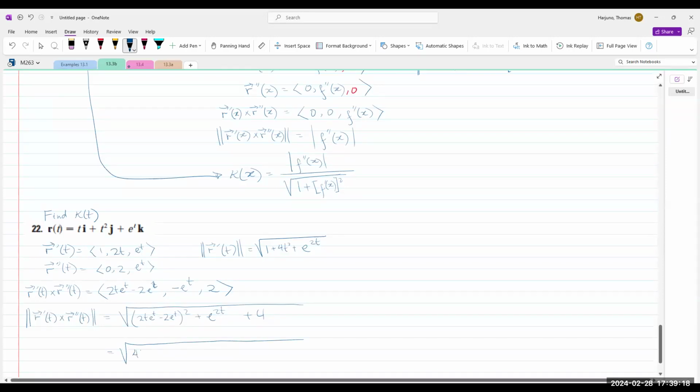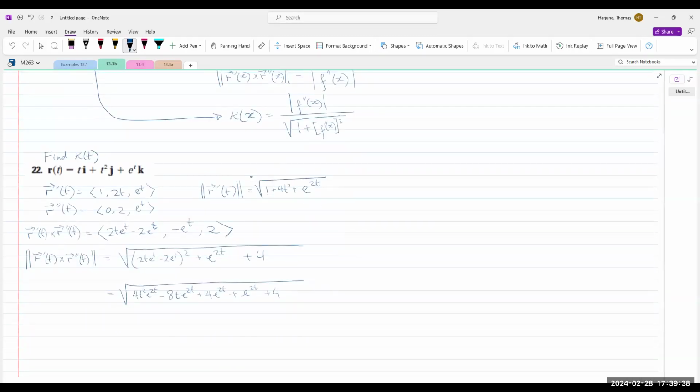That will be 4t squared e to the 2t minus 8t e to the 2t plus 4e to the 2t plus e to the 2t plus 4. Simplify that. I wonder what we get. Square root of 4t squared e to the 2t, and then minus 8t e to the 2t plus 5 e to the 2t plus 4.